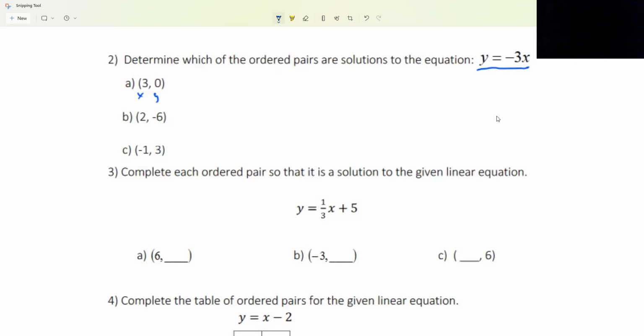So plug in, they're giving us 3 is x and y is 0. So let's use 0 is equal to -3 times 3. That's going to give us 0 is equal to -9. Well, that doesn't work. So this is not a solution.